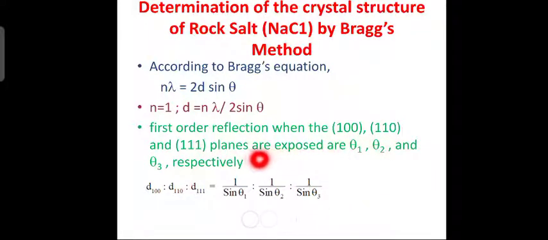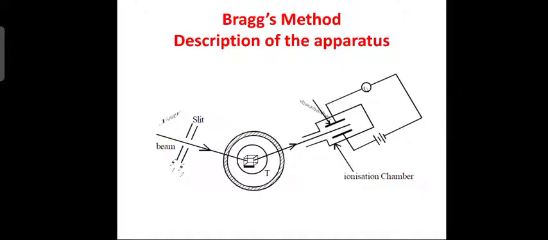the angles are theta 1, theta 2 and theta 3. You consider the angle for the 100 plane as theta 1, the 110 plane as theta 2 and the 111 plane as theta 3. Now, the ratio of the interplanar distances, or perpendicular distances, d100 is to d110 is to d111, is equal to 1 by sin theta 1 is to 1 by sin theta 2 is to 1 by sin theta 3.